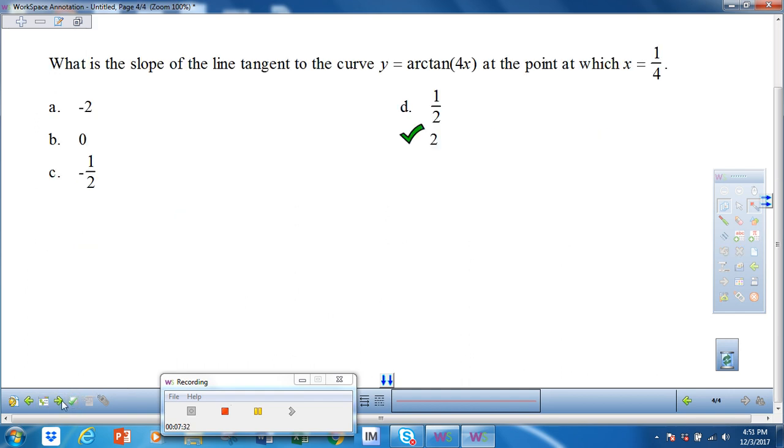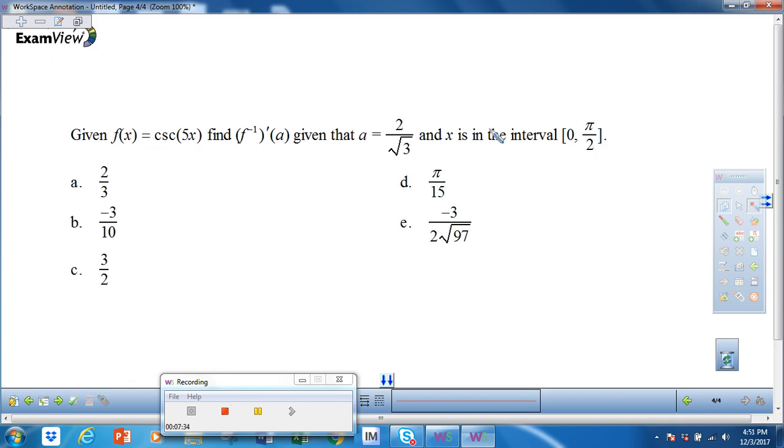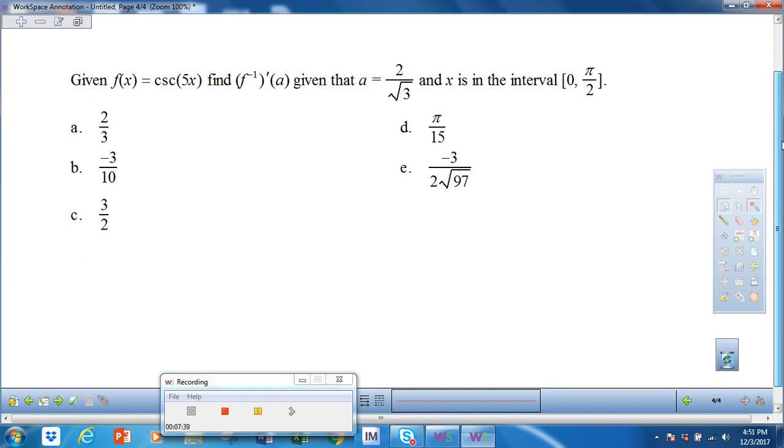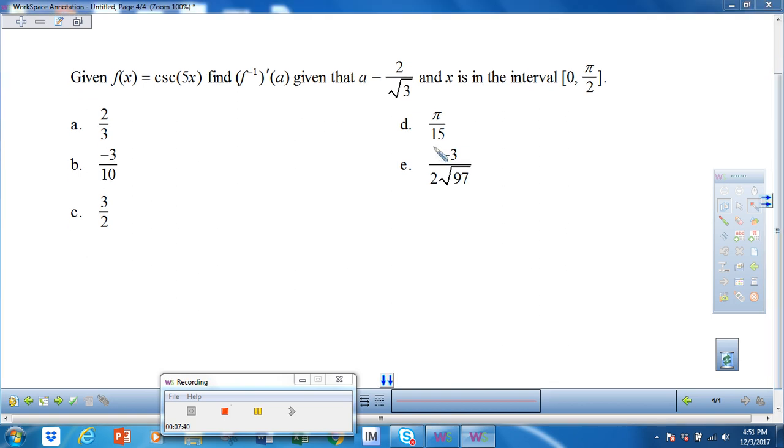Okie dokie. This one. Yeah, Mrs. Zamora was really proud of this one. And it really wasn't a bad problem. It just required a lot of trig and a lot of remembering the unit circle. But you need to know the unit circle.